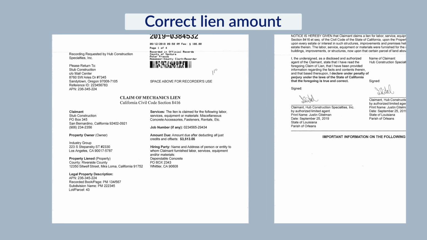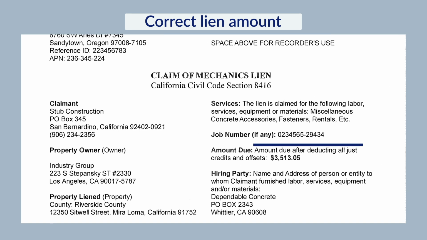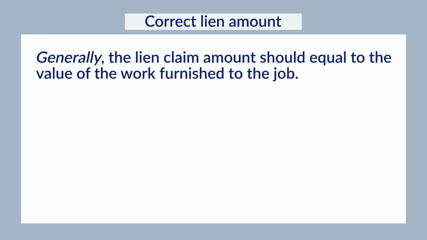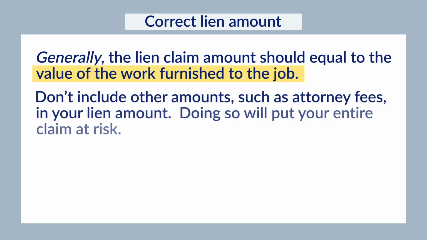Your mechanics lien claim must identify how much you are claiming against the property. But keep in mind that just because you're owed money doesn't mean you can include it all in your lien. Generally speaking, you have the right to file a California mechanics lien for the amount equal to the value of the work that's furnished to the job. Other amounts, such as attorney's fees, may all be owed to you, and you can sue for them later, but don't put them in your lien amount. Doing so will put your entire claim at risk.